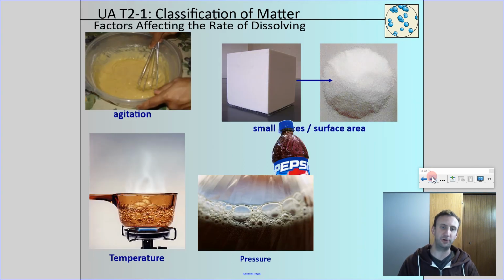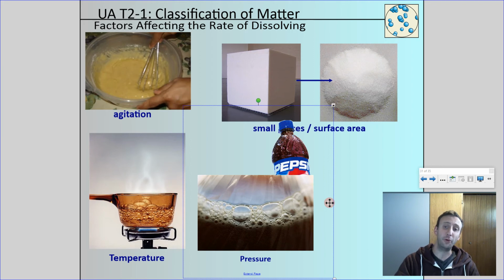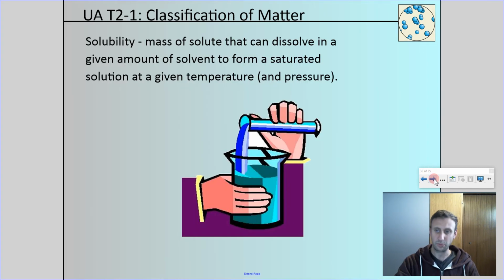All right, so here are some pictures to go along with that. Agitation, mixing it. Surface area: cube compared to powder, this will dissolve much faster than this. Temperature: the higher the temperature, the faster the dissolving. One that we didn't mention, because it's not really a factor for solids dissolving in a liquid solvent, is pressure, but that is a factor for gases dissolving in a solvent. For example, carbon dioxide in pop: the higher the pressure, the more it can actually dissolve. But we will not really worry about that right now.